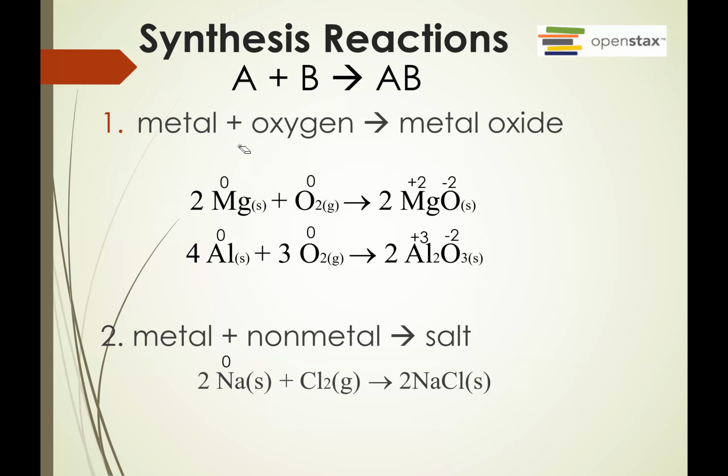The next one we're going to look at is a metal plus a non-metal makes a salt. The salt we know is NaCl, but a salt is actually any ionic compound. All ionic compounds are called salts. We just call NaCl table salt because it's the salt we put on our table. But any ionic compound is technically called a salt. So a metal plus a nonmetal makes a salt.